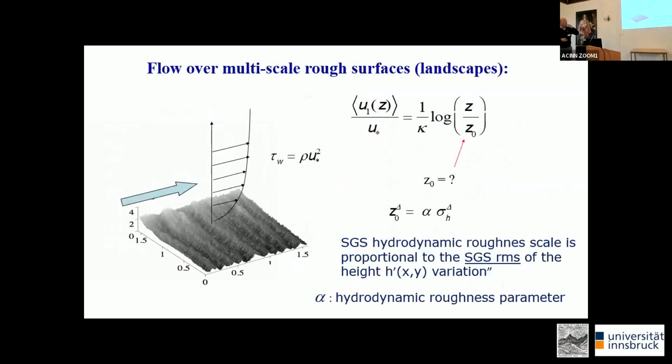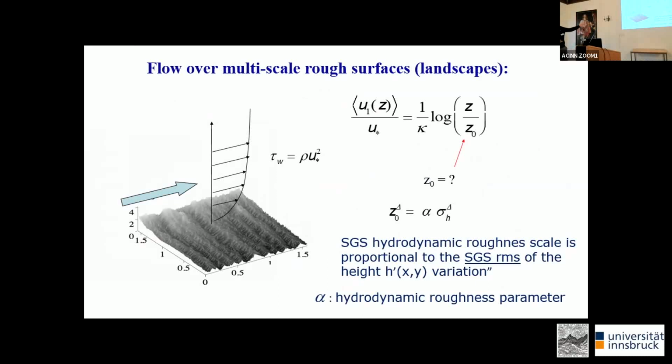Now we've applied this basic idea to other things, for example, flow over multi-scale rough surfaces. Here, of course, we're used to characterizing this with the roughness length, and as we mentioned, it's not always obvious what that Z0 is. So let's say we somehow try to relate it with the RMS of the surface fluctuations. That's in general not very satisfactory, but let's assume we did this, and we dump all our ignorance into a dimensionless prefactor alpha. So now the goal is to find this alpha.